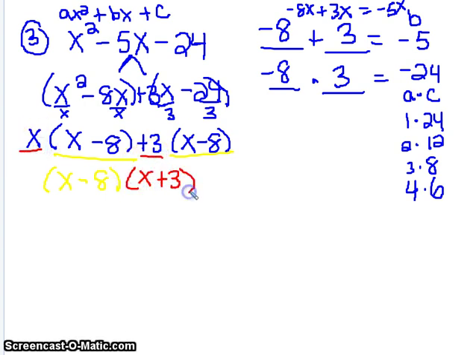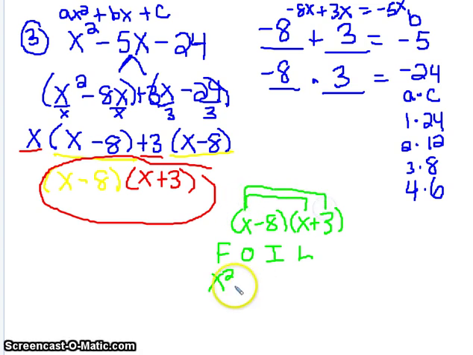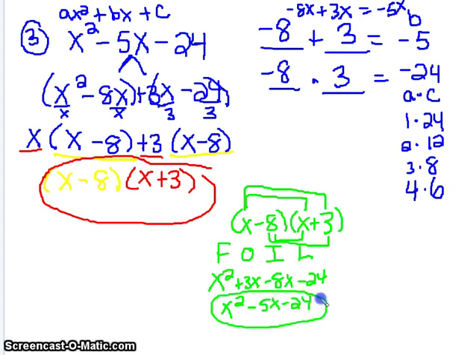So one of my binomials is x minus 8, and my other binomial is going to be x plus 3. And if I want to check myself, I'm going to say x minus 8 times x plus 3. FOIL them back together. X times x gives me x squared. Outer, x times 3 gives me 3x. Inner, negative 8x. And last is negative 24. So that'll give me x squared minus 5x minus 24. So it checks. We're good to go.